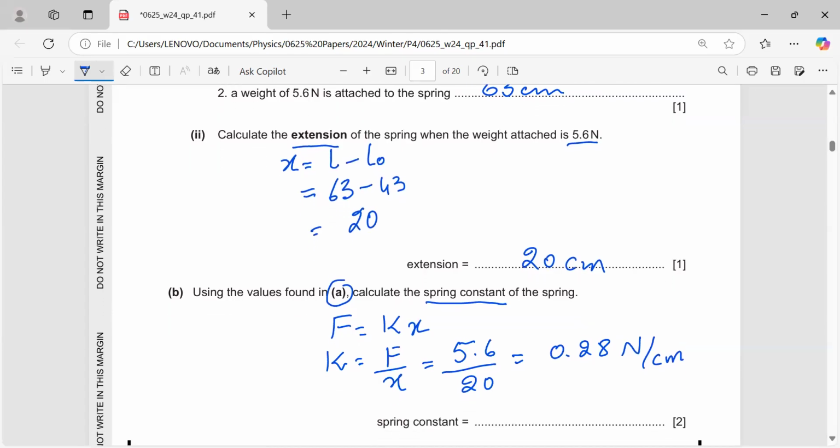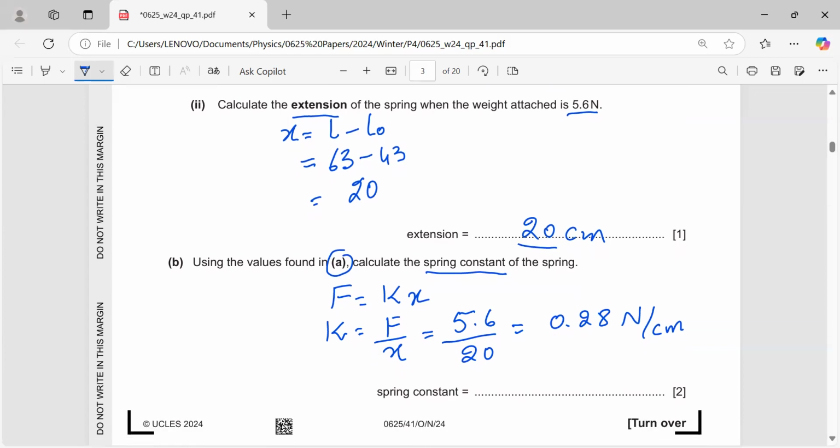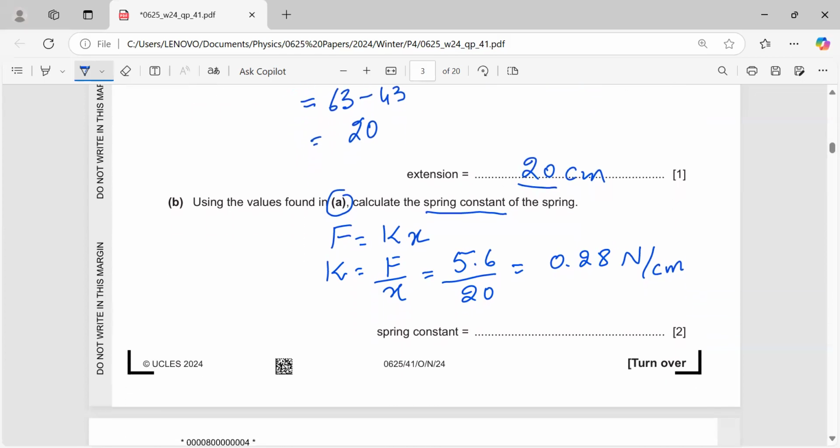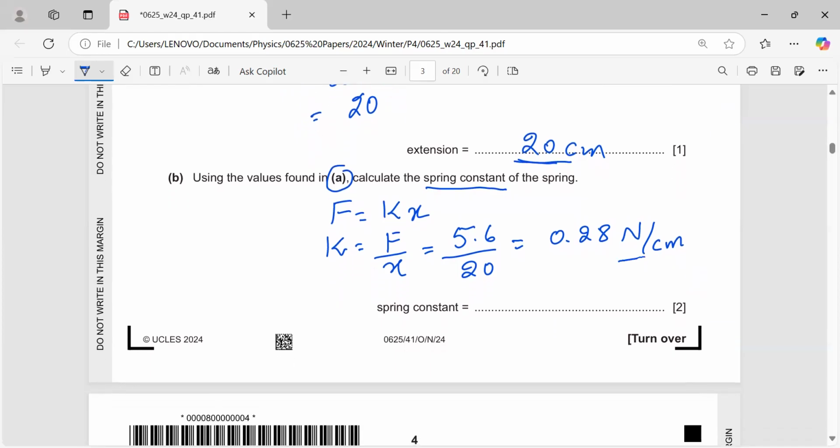If you want to write it in Newton per meter, then you first convert the extension into meters. To convert it into meters, it is very easy: just divide by 100 and you will get your answer in meters. Otherwise, this is also fine.